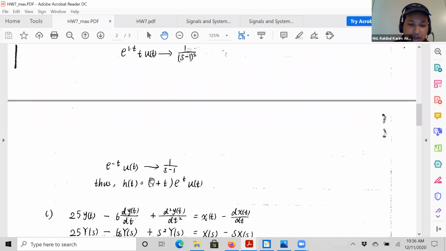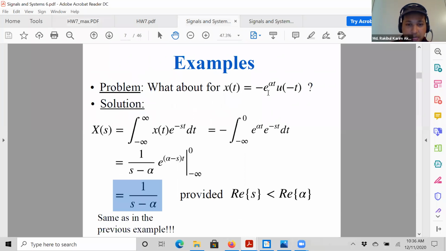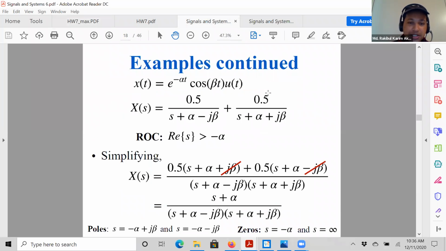If you multiply with this one, the first part will be e to the power t ut. There is another part. That's why there is a plus sign here. The other part is from here, s minus 1 whole square. At first you write down this one, which will also be e to the power t ut, like here it is written. That will give only 1 by s minus 1, but it will not give you the square. To get this square, you need another property. This is also in lecture 6.